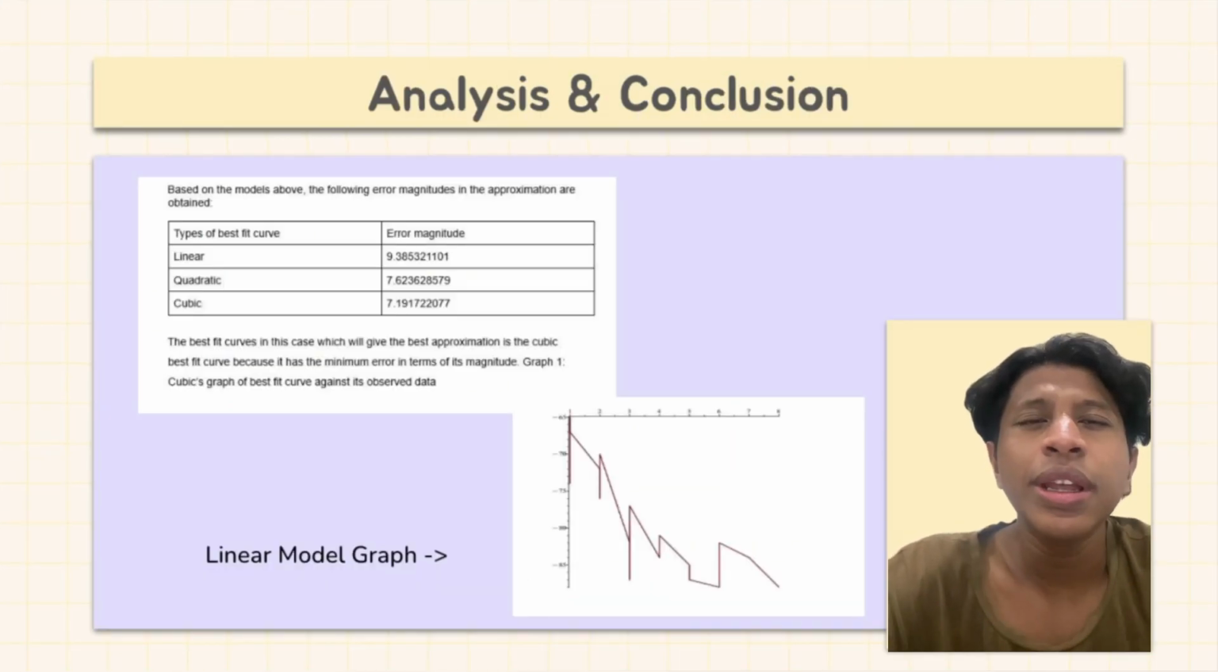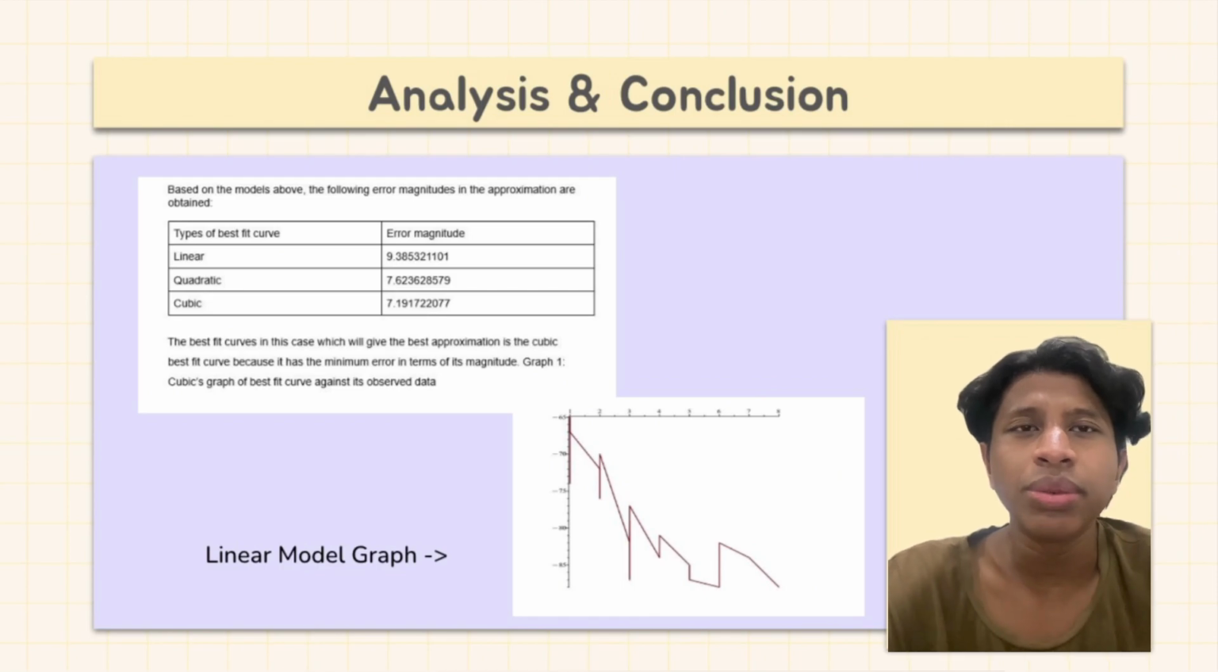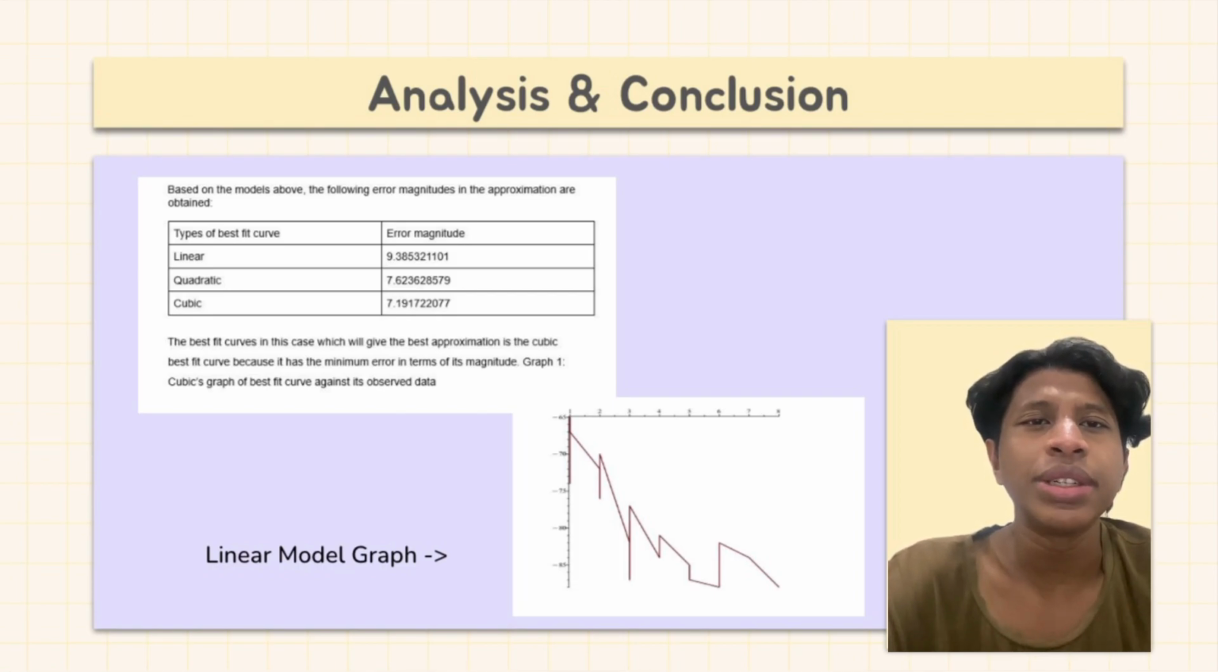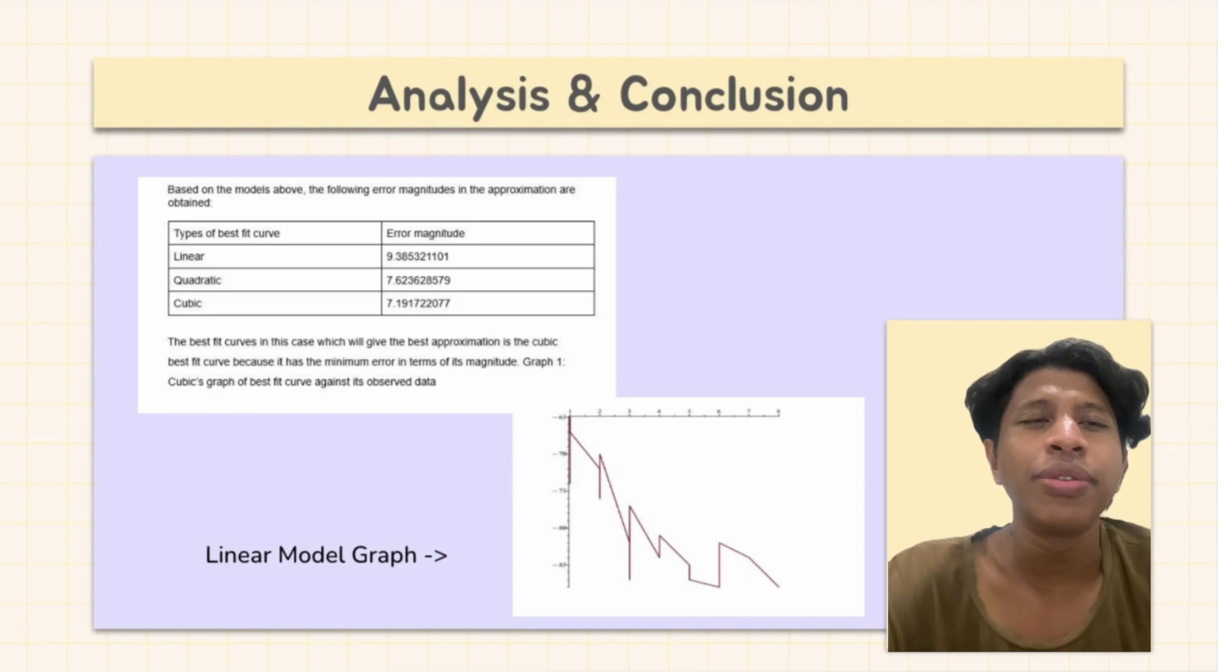So the conclusion, based on the models above, the following error magnitudes in the approximations are obtained. For the linear, the error magnitude is 9.3853211101. For the quadratic, 0.62362857, and for the cubic, 7.1917222077. The best fit curve in this case, which will give the best approximation, is the cubic best fit curve because it has the minimum error in terms of its magnitude.